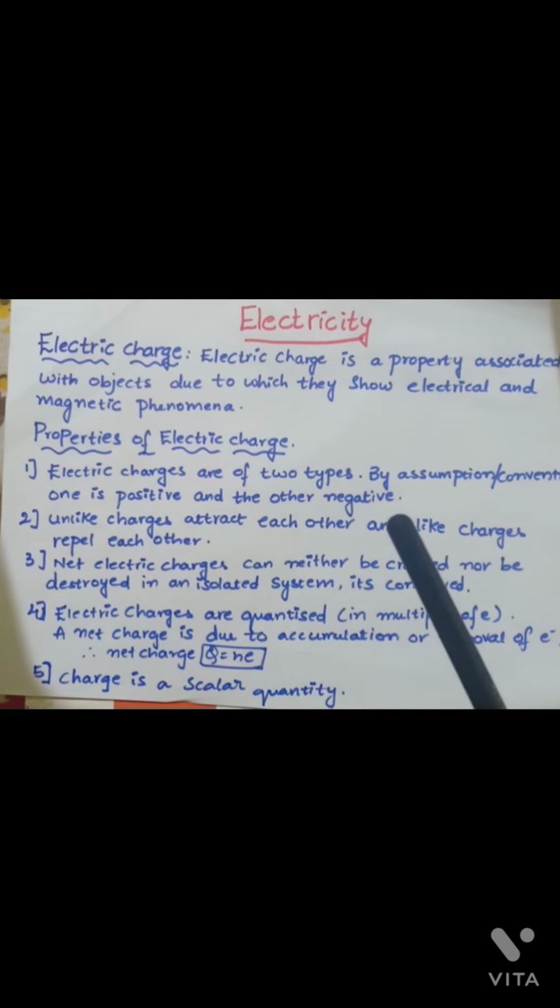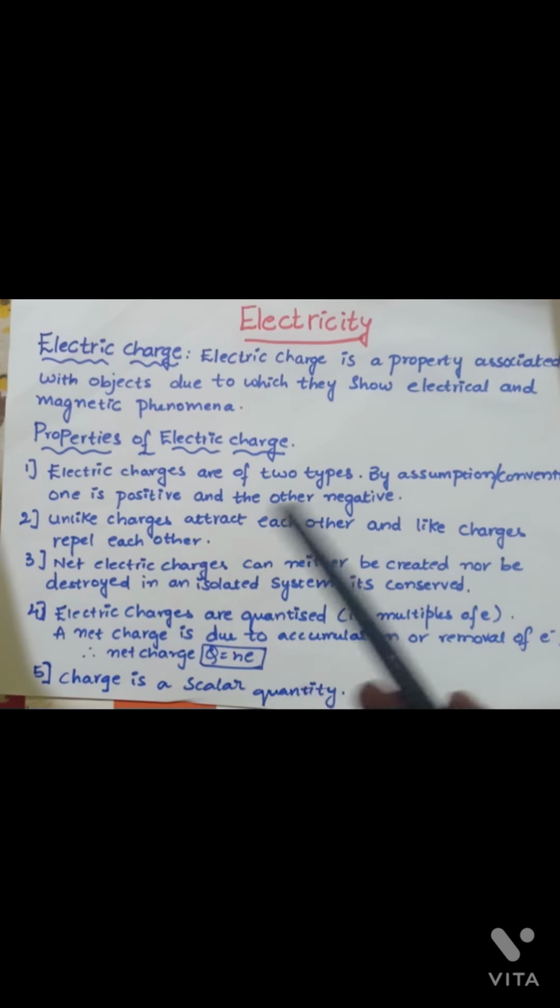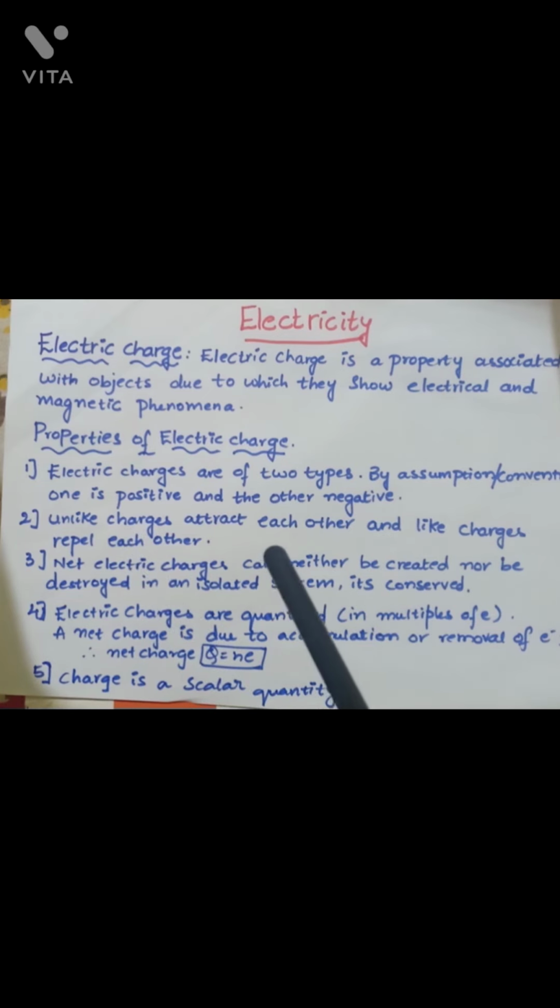and by assumption only we thought that one is positive and the other one is negative, just like North Pole and South Pole. Same way, positive and negative, it is an assumption. Next, unlike charges attract each other and like charges repel each other. So if two positive charges are kept beside each other, they will repel. That means they move away from each other. Whereas it can be two positive or two negative charges. But if one positive charge and one negative charge are kept, they will try to come together.